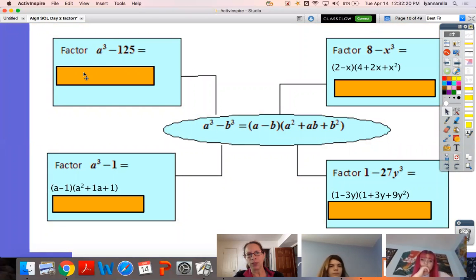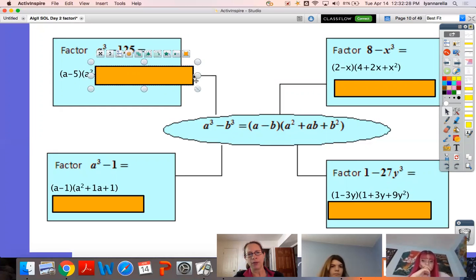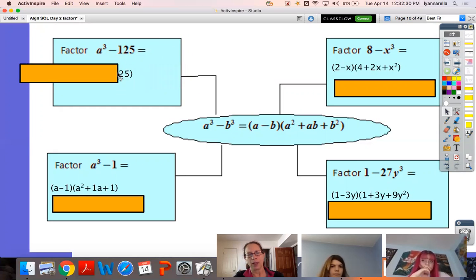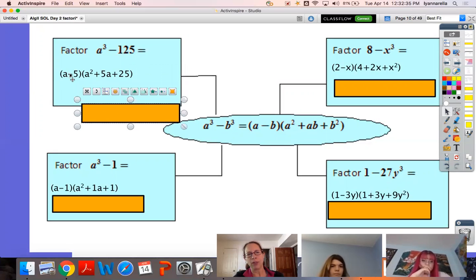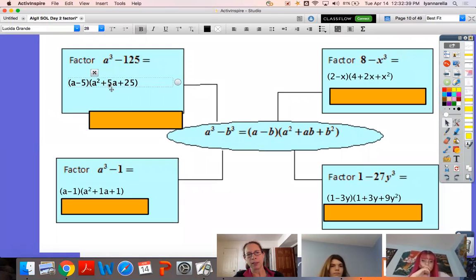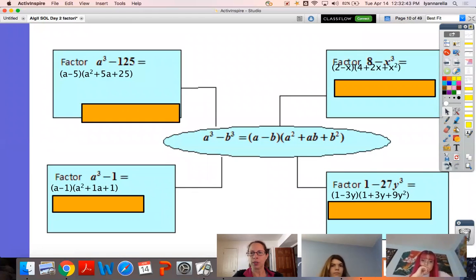So the cube root of a cubed is a. The cube root of 125 is 5. And if you square the a, you get a squared. If you square the 5, you get 25. And if you multiply these two together, you get 5a. And whatever sign was here, this sign has to be the opposite. So if this was minus, this has to be a plus. Okay? So those are your shortcuts.